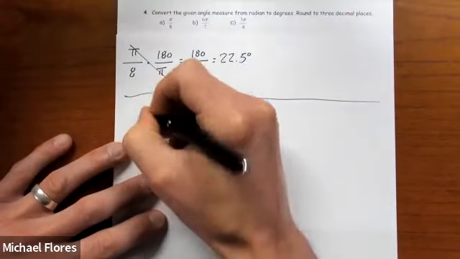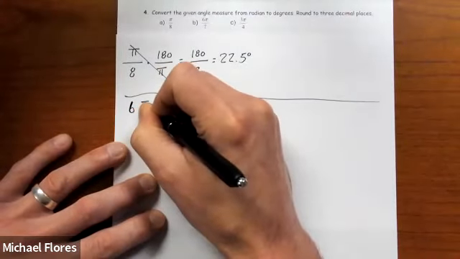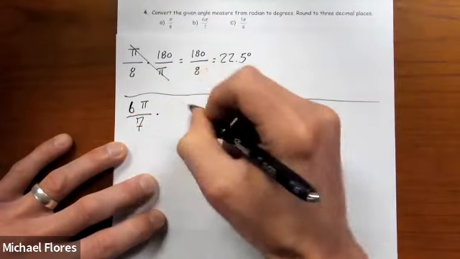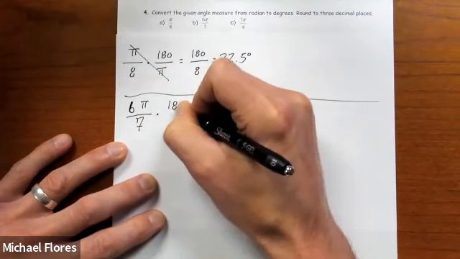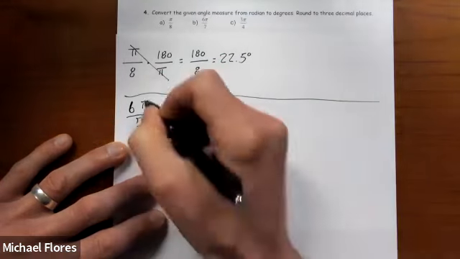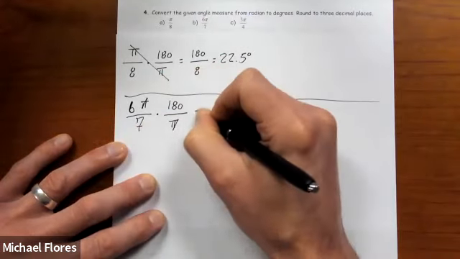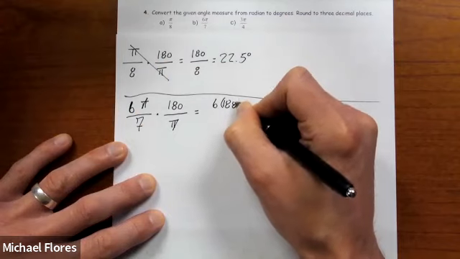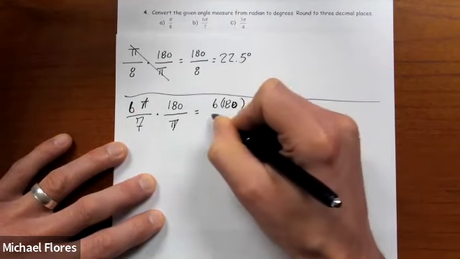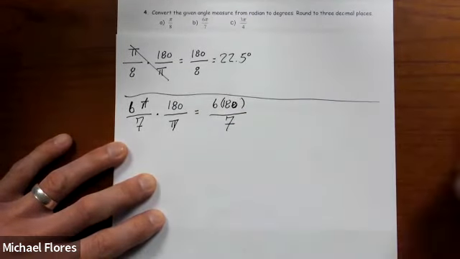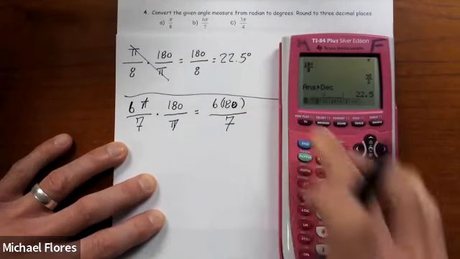4B. 6 pi over 7 times 180 over pi. Those pi's cross cancel, leaving us with 6 times 180 over 7, which you can now plug into your calculator.